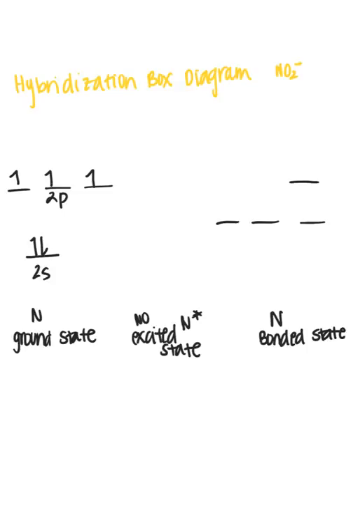So since this is already halfway filled, we know that there's no excited state in this particular case. So we're going to skip that part and go straight to hybridization. So right here, we're going to do an arrow and it's going to say hybridize.